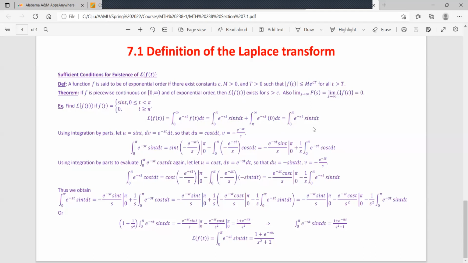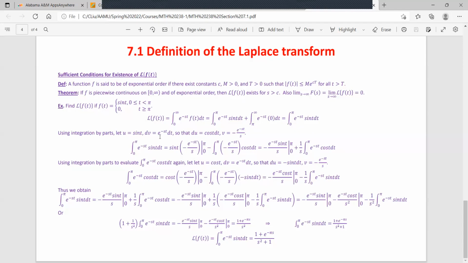Okay, and we need to integrate by parts for this integral, if you forget. And we have to do integration by parts twice, actually. So first, let's just put u equals sine t and dv equals e to the negative st dt.